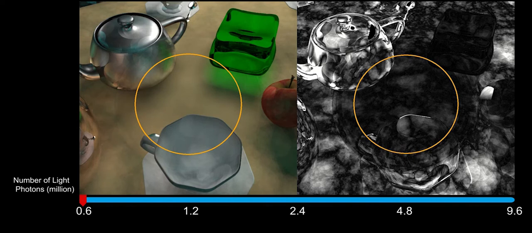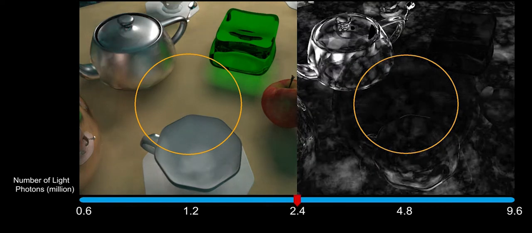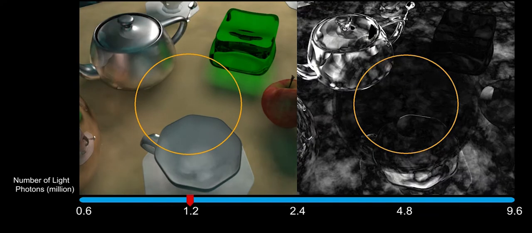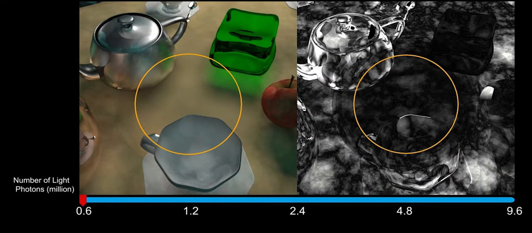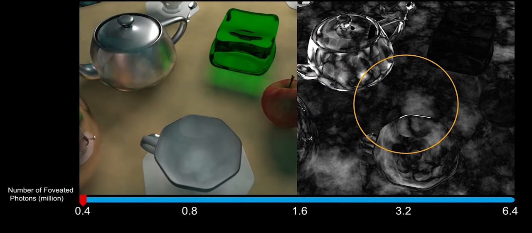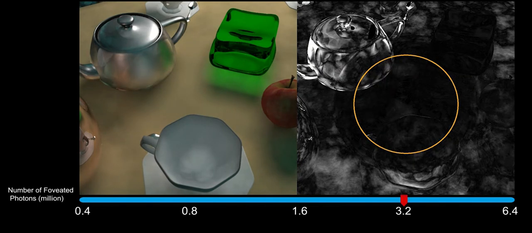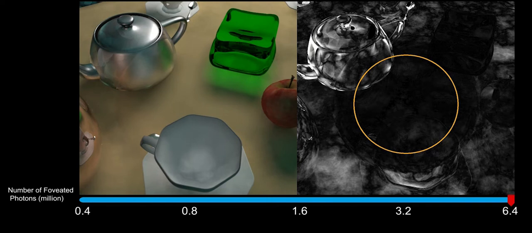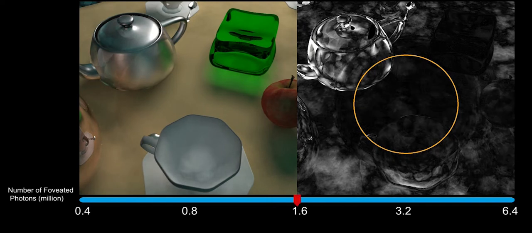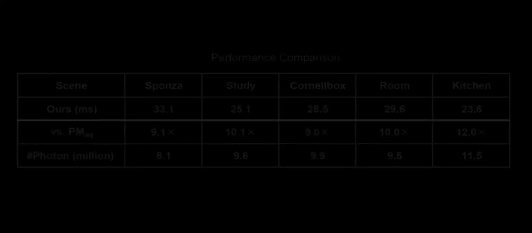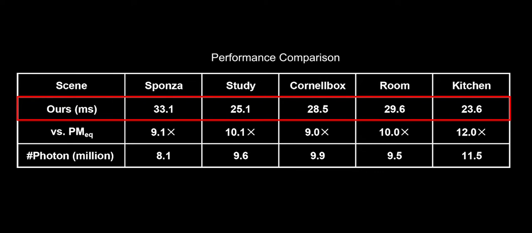The error in the foveal region decreases when the number of light photons increases. The error in the foveal region decreases when the number of foveated photons increases. In all tested scenes, our method achieves interactive frame rates for each eye.